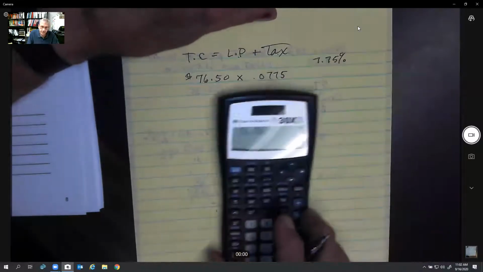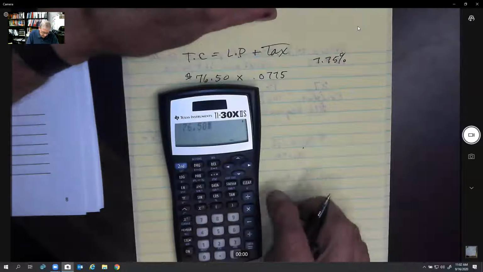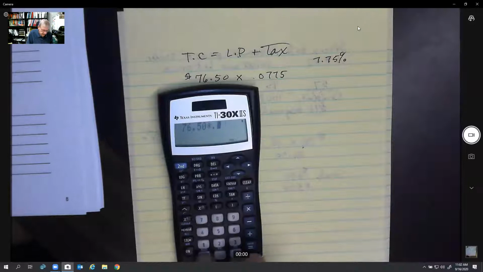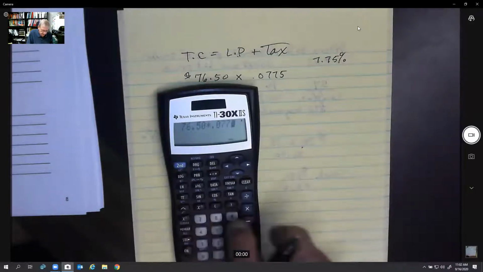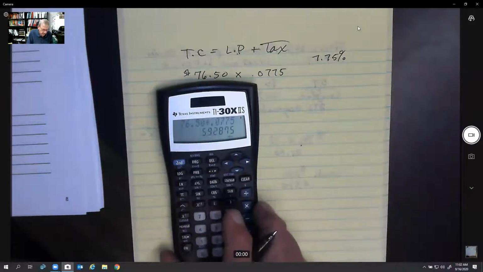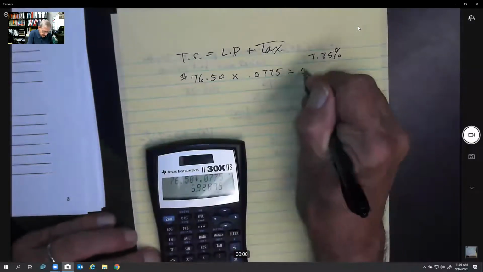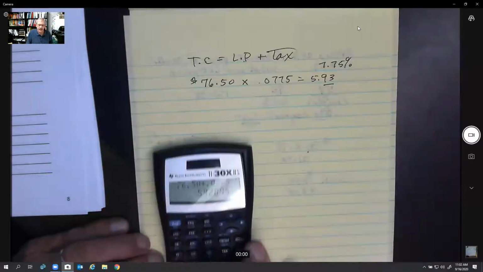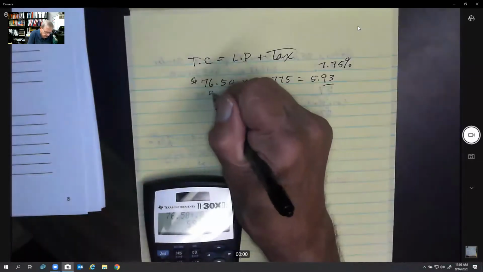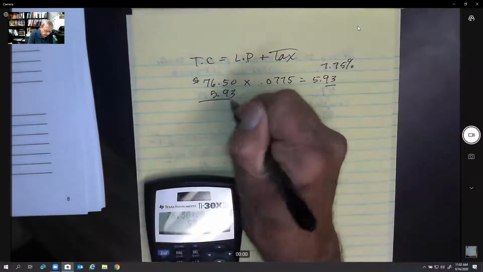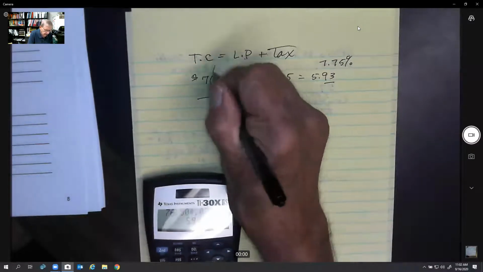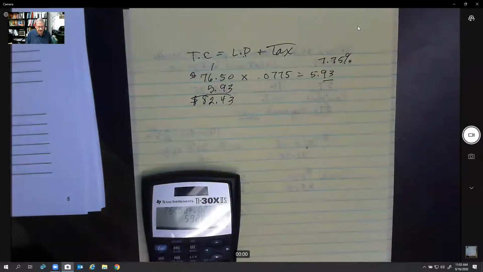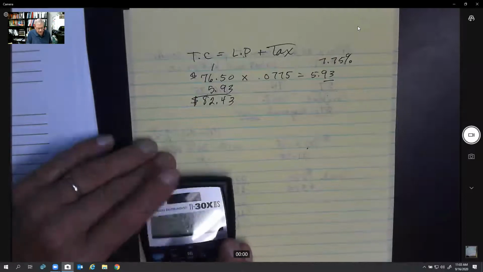$76.50 times 0.0775 equals $5.93. They're going to round it up. So you owe $5.93 in tax. So how much is it going to cost you? We're going to add these together. 3, 14, carry the 1, 12, 8. $82.43. I'll tell you a little trick I use.